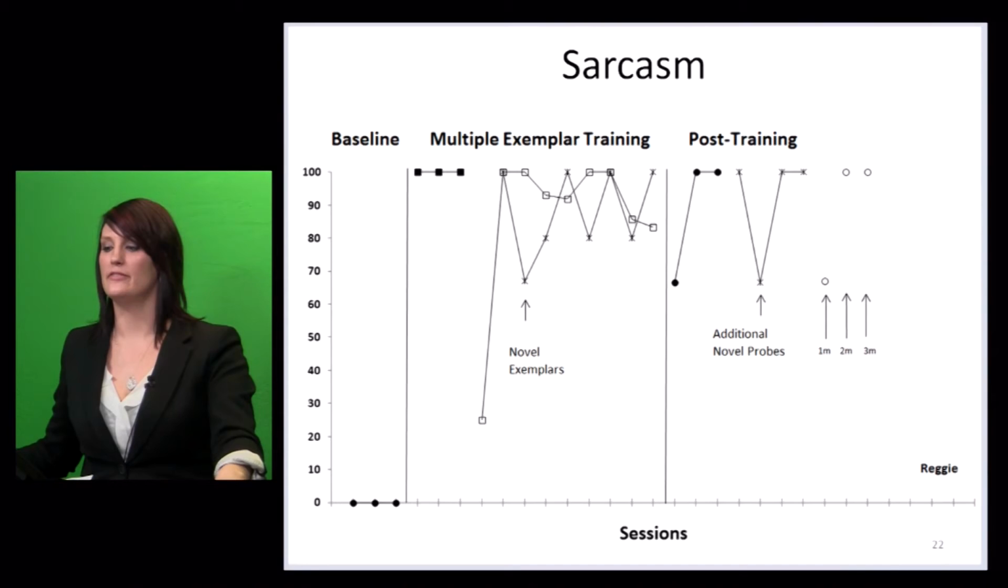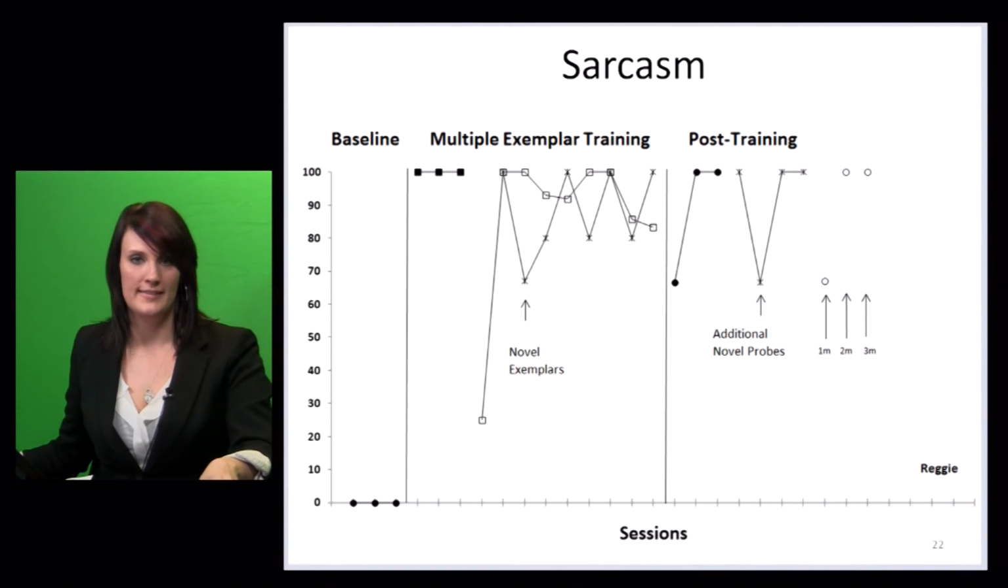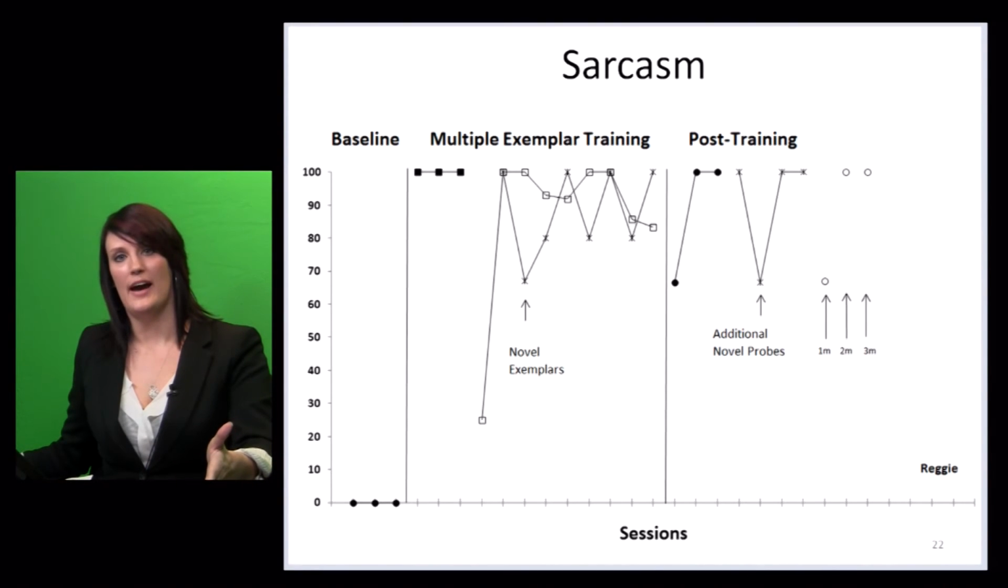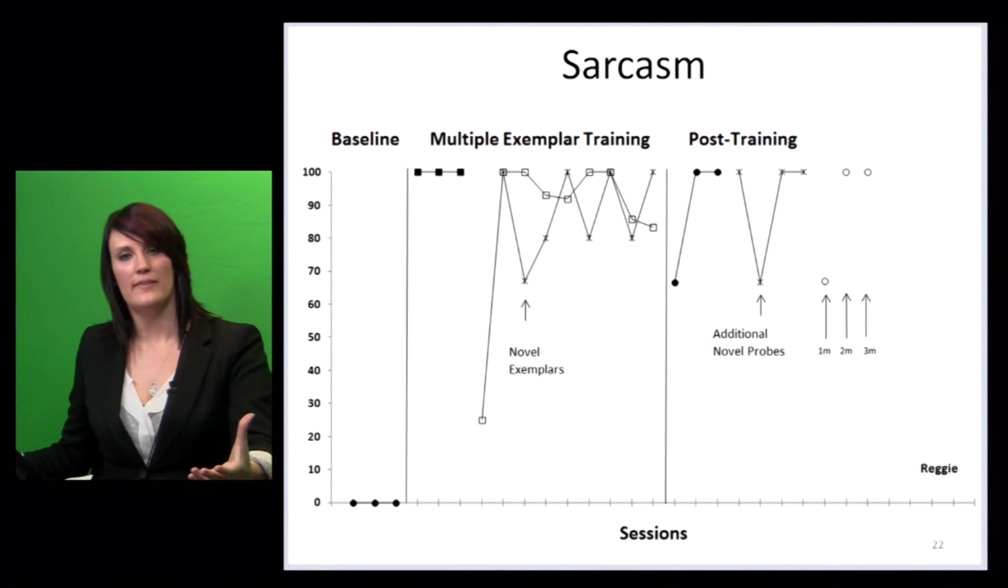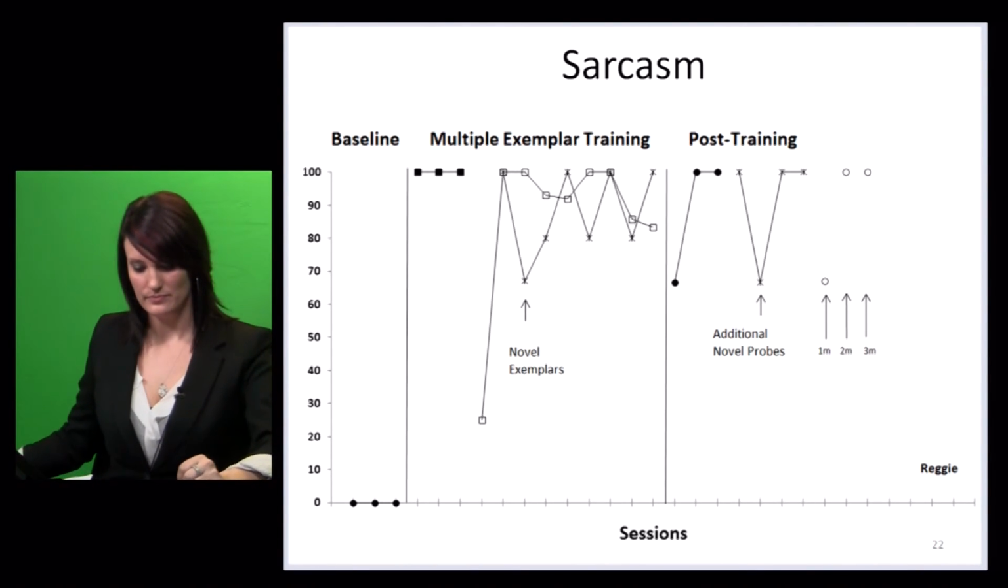Here's the graph. So we began with very exaggerated eye rolling and intonation of voice. So, "Oh, I love going outside." And systematically faded that throughout the training session so that by the end of the training phase, we were saying it more like, "Oh, I love going outside." So what it would sound like more in natural conversation.